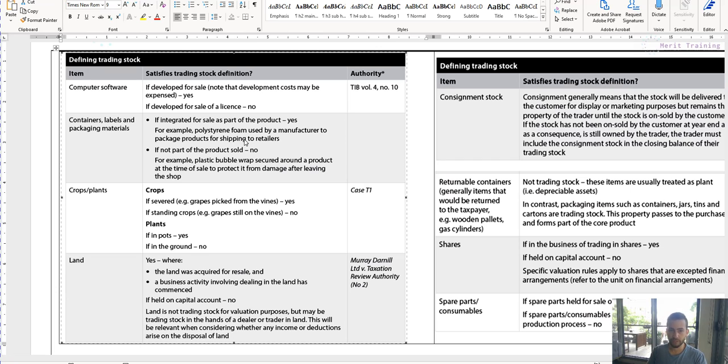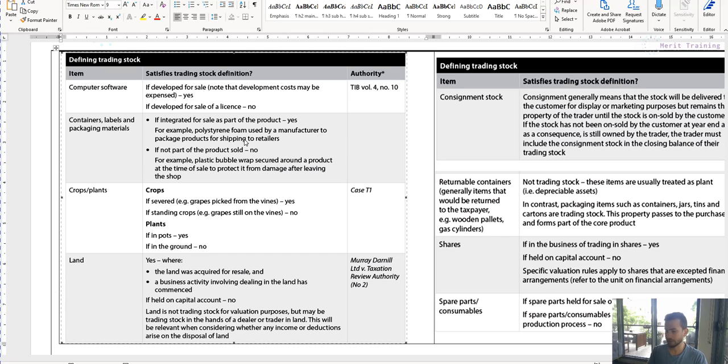What about crops and plants? So if crops are severed, i.e. grapes that are picked from the vine, then yes, it would be trading stock. But if it's the actual crop itself, like you're just having grapes on the vines, that would not be trading stock. And plants, if it's in the pots, yes, but if it's in the ground, no.